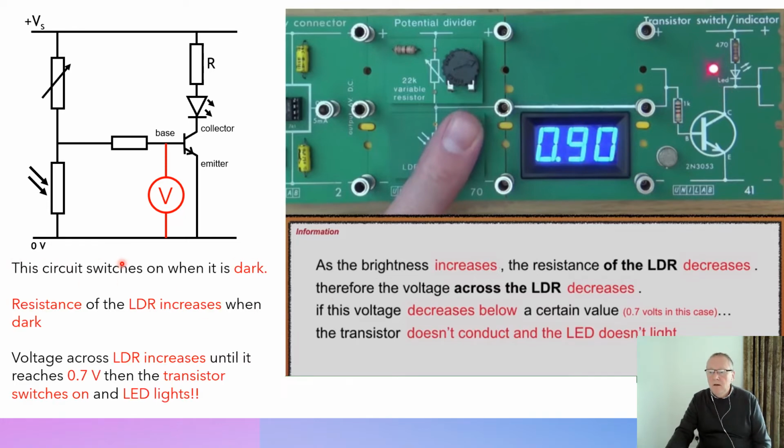Just a wee quick reminder: this is a circuit that's for sensing low light levels. The resistance of the LDR would increase when it's dark, and the voltage across the LDR increases until it reaches about 0.7 of a volt. The transistor switches on and the LED lights.